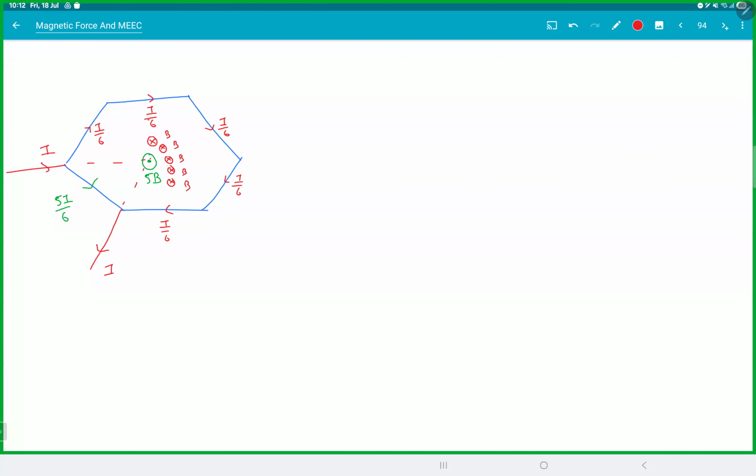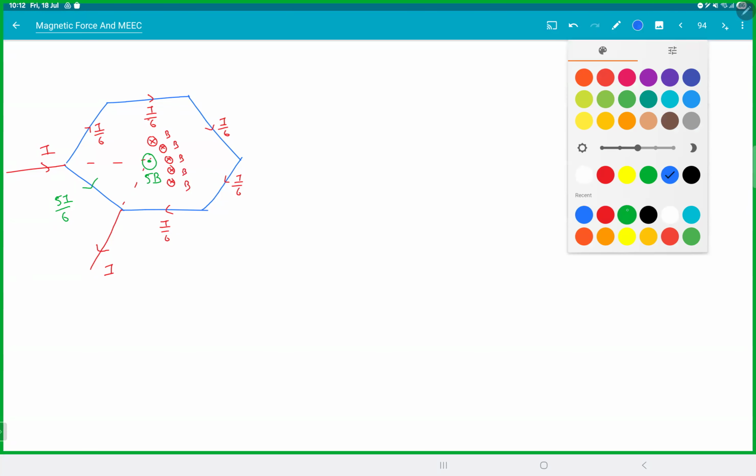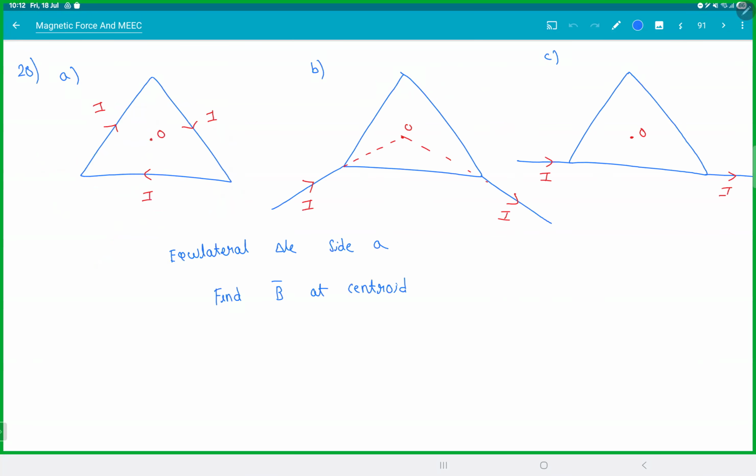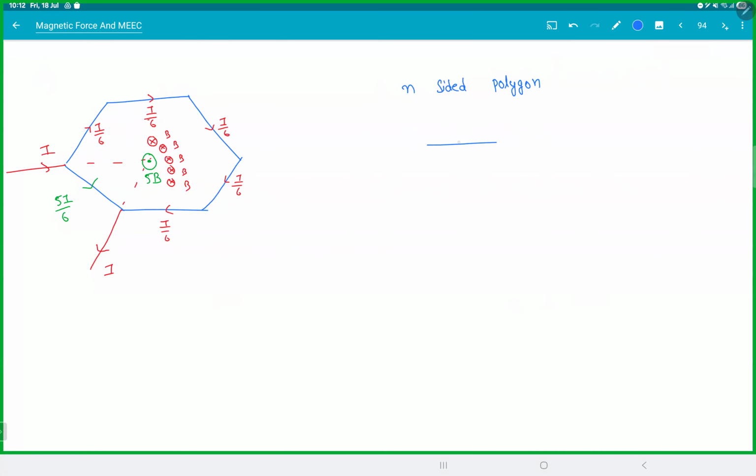B at the center is 0. So it doesn't matter how you take it. If you take an n-sided polygon, and the current enters and leaves, don't get confused with case 1. In case 1, current is flowing within the loop. So if you take an n-sided polygon, it doesn't matter from where the current enters, just make sure it passes through the center, and it doesn't matter where the current leaves from. The B at the center is 0.